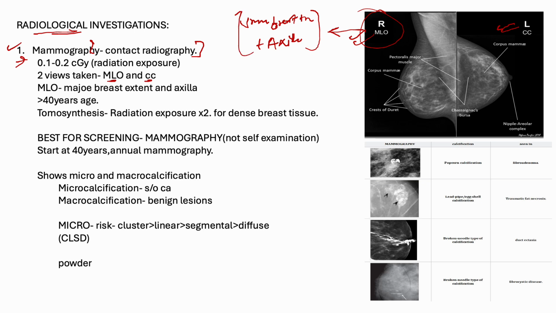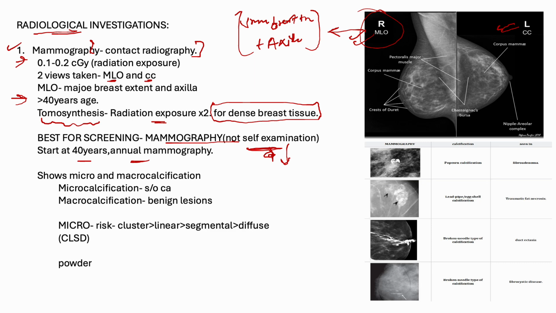As I said in the previous slide, it is better as a screening modality for females more than 40 years of age. However, there is something called tomosynthesis, an upgraded version of mammography, where the radiation exposure is double, and it can be used for dense breast tissues. This mammography is the best modality of screening for any breast lump, not the self-examination, mind you, because by the time you are able to palpate a lump, it will already be a T2 stage of carcinoma, right?